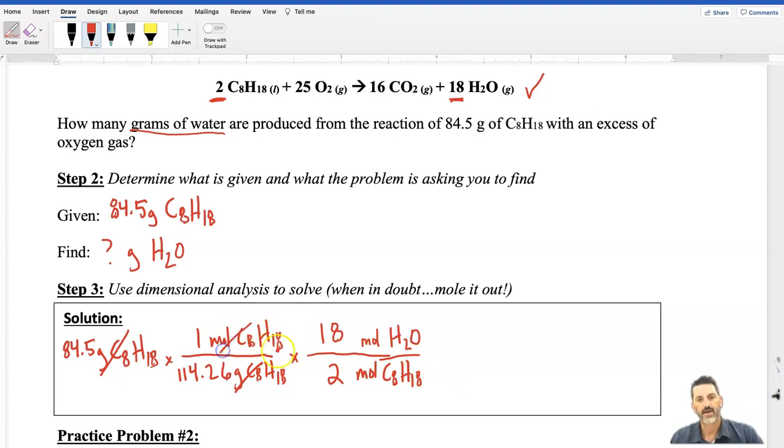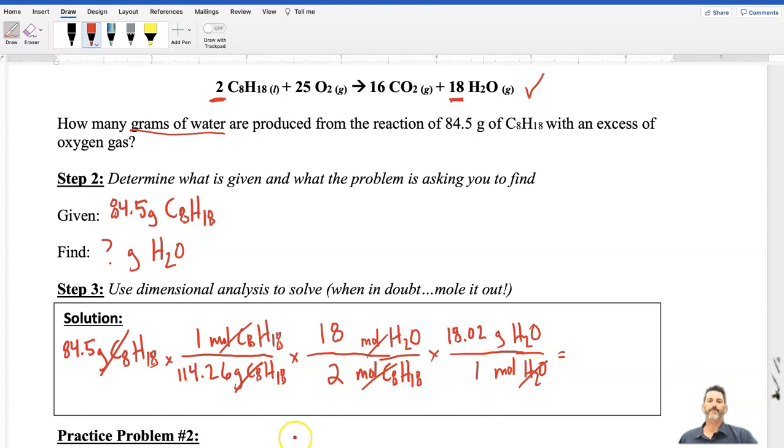Okay, now I cancel out moles of C8H18. I'm at moles of water. Now the last step, I want to go back to grams. So I'm going to put moles of water on the bottom, and I'm going to put grams of water on the top. And I know that 1 mole of anything equals the mass off the periodic table. Okay, and again, if I add up 2 hydrogens and 1 oxygen, I will get 18.02 right off the periodic table.